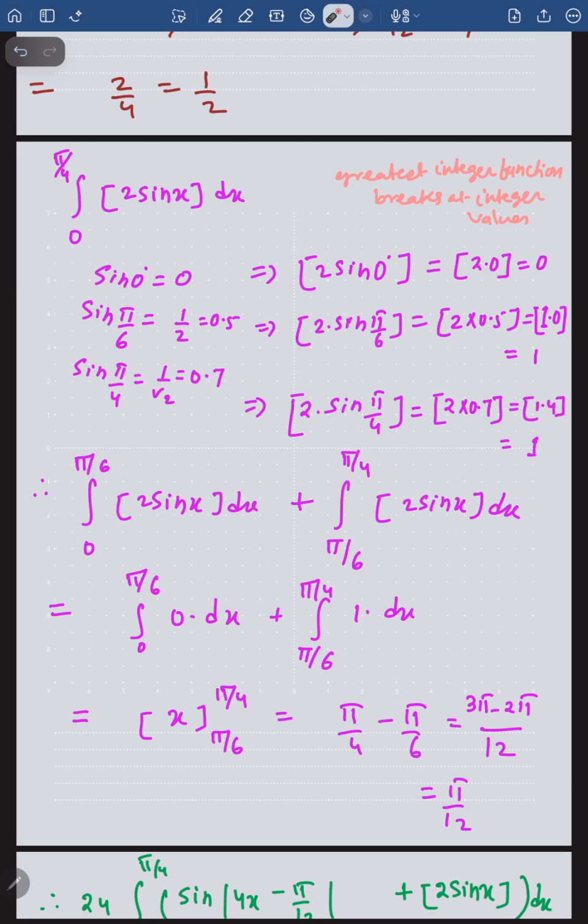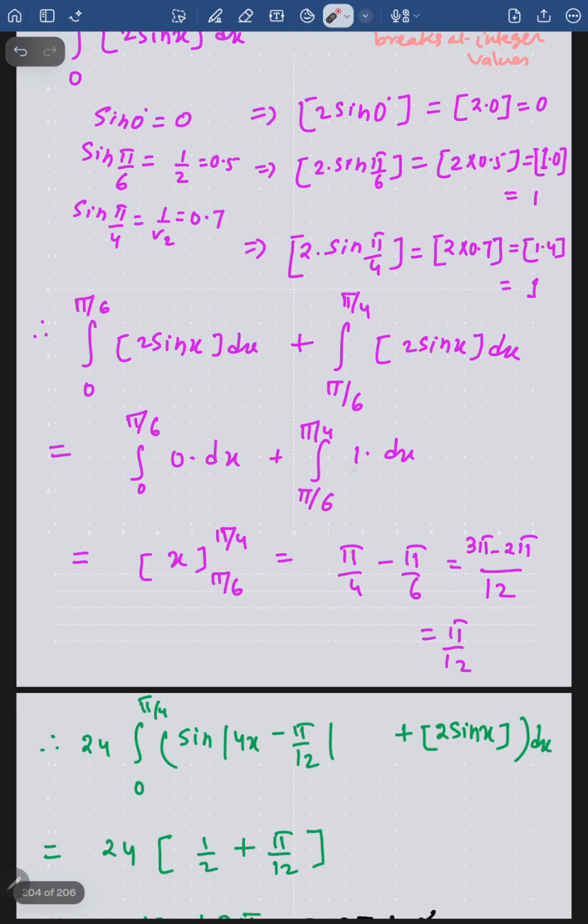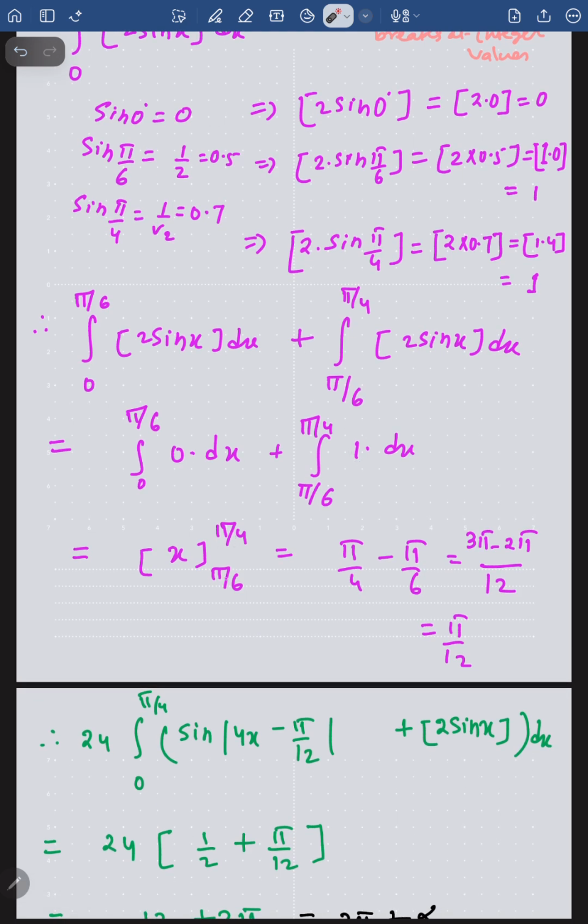So we will consider that from 0 to pi by 4 we have two intervals: 0 to pi by 6 and pi by 6 to pi by 4. From 0 to pi by 6, the value will be 0, and from pi by 6 to pi by 4 its value will be 1. So 0 into dx and 1 into dx. Now its integration will be 0 plus x with limits pi by 6 and pi by 4, so pi by 4 minus pi by 6 will give you pi by 12.